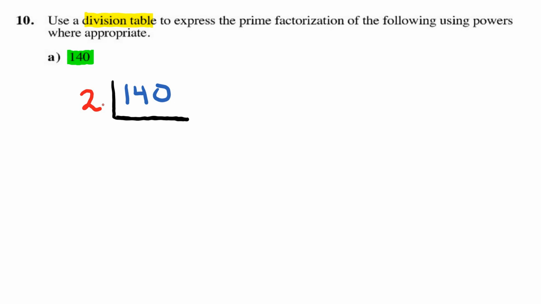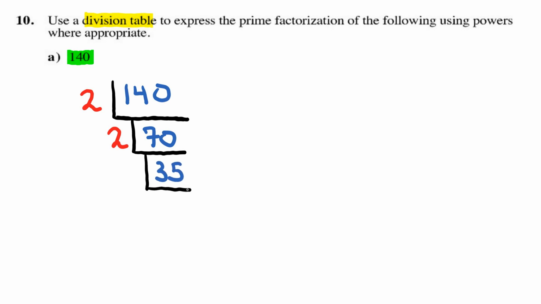Okay, so 140 divided by 2 is going to be 70. And then I keep on breaking down the number here. So what's another number that divides into 70? Well, I'm going to use 2 again, and 70 divided by 2 is going to be 35.